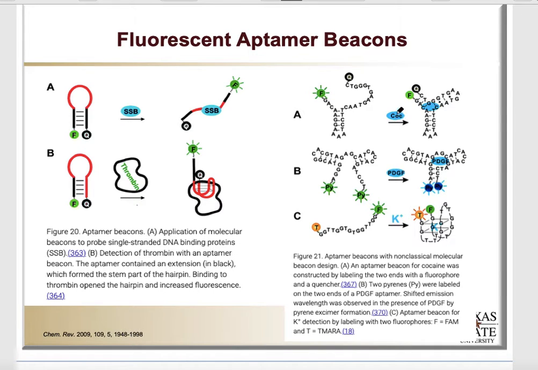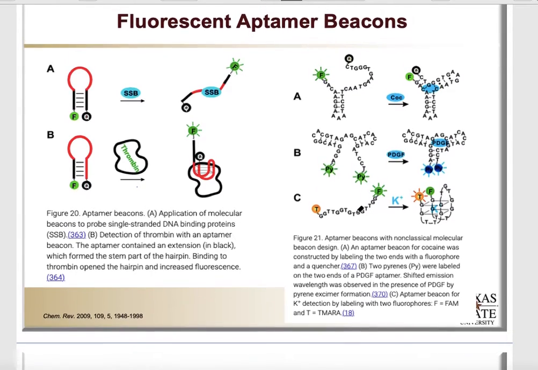And again, that takes some designing to do. You have to study the aptamer, its sequence and its structure to be able to figure out how you can set up your sensor to enable the changes in the distance between the two probes. I think I'll leave it at that on this slide.